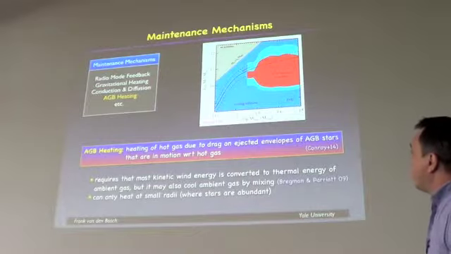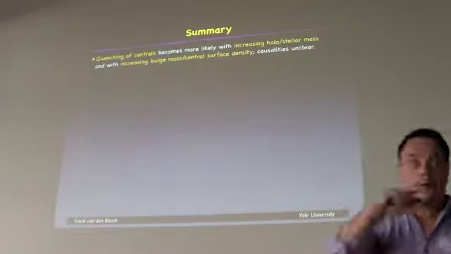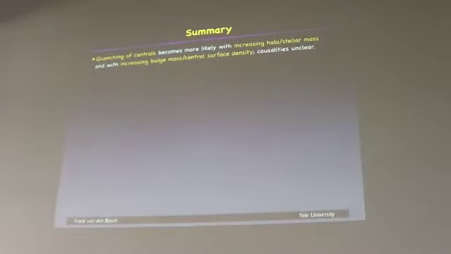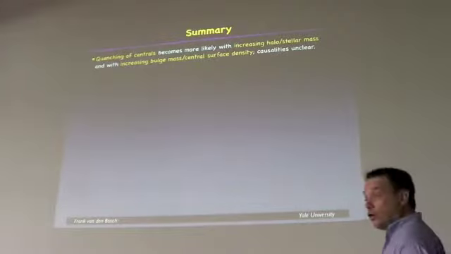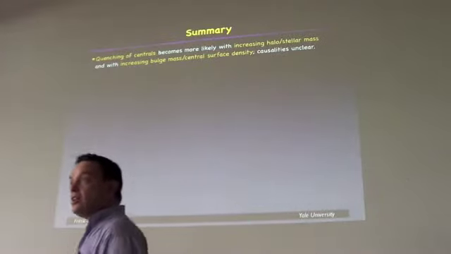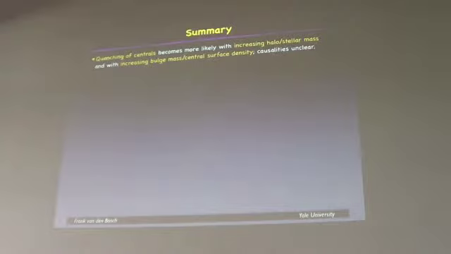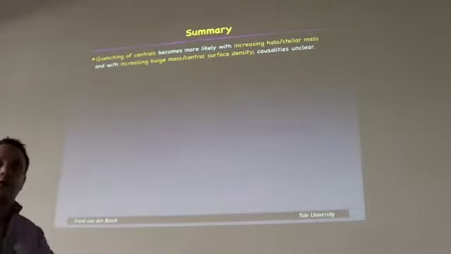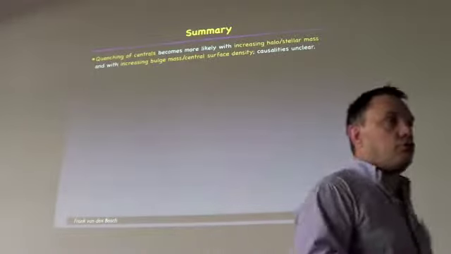So that's all I wanted to say about that. So let me then summarize. I think quenching of centrals becomes more likely with increasing halo mass and stellar mass, and with increasing bulge mass and central surface density. And causality is hard to infer here, but I think most people are now betting that the bulge mass or central surface density is a better indicator than anything else. And I tend to agree with that.